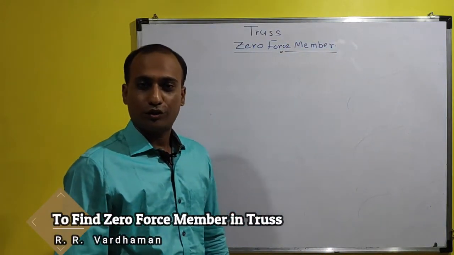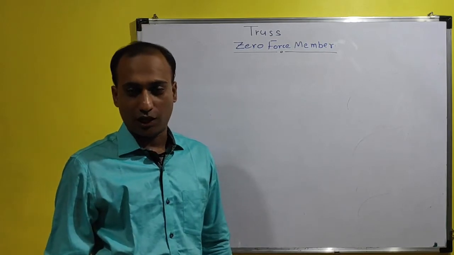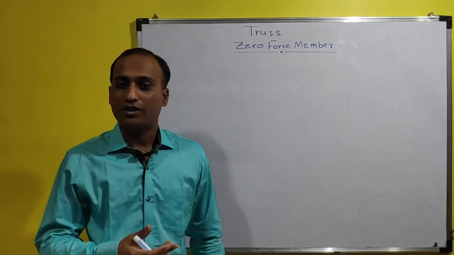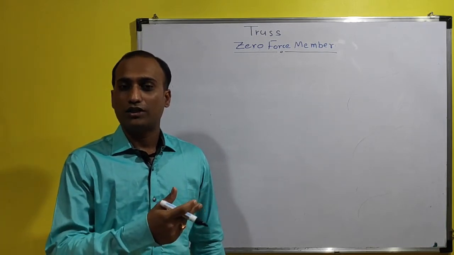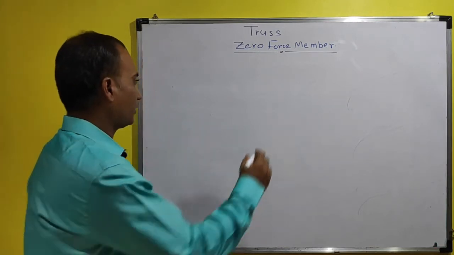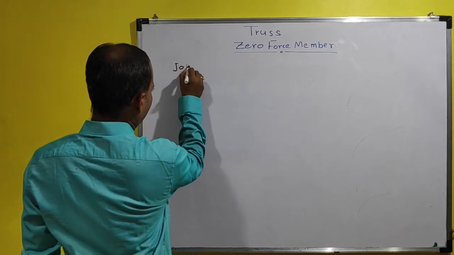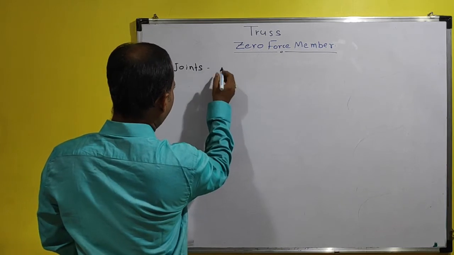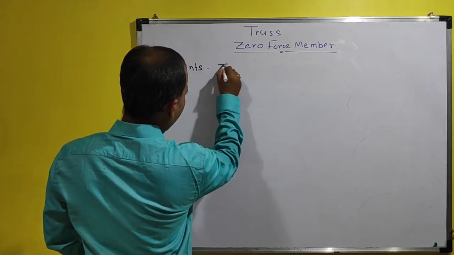Hello everyone. Today we will study about the zero force members in the truss. How to find out zero force members in the truss. Before that, first of all, we will have a look at some joints. Joints. First of all, it will be the T joint.